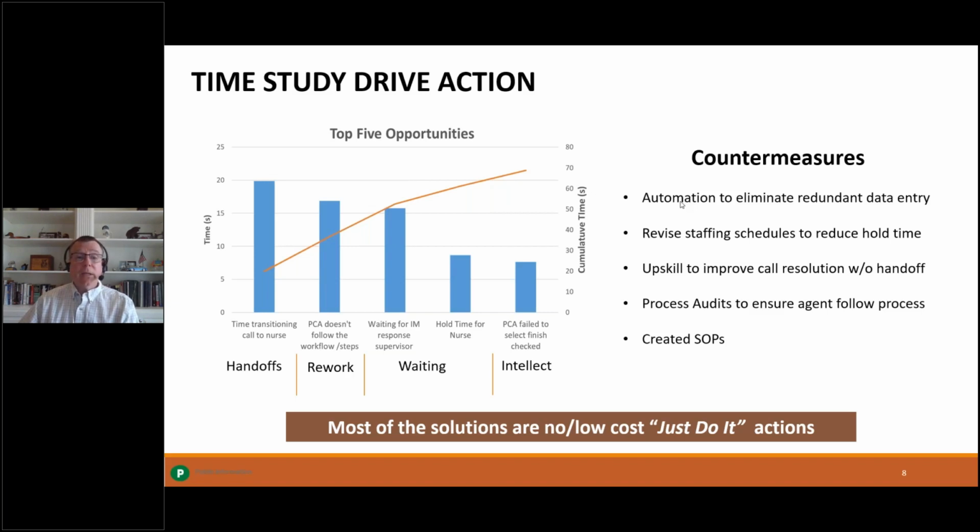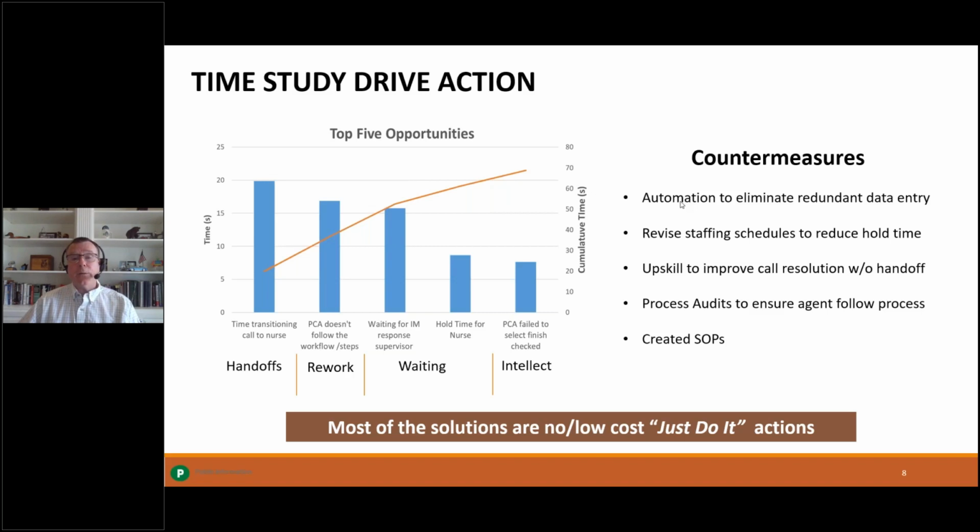But in order to reduce hold times, we just had to do some revisions to our schedules to make sure we had the right people in at the right time. As far as needing to reach out for support to a supervisor, we were able to identify the very specific skills that were required, requiring that handoff, and do some upskilling to make sure to avoid that continuing in the future, as well as increasing our process audits to make sure that people were following the process.